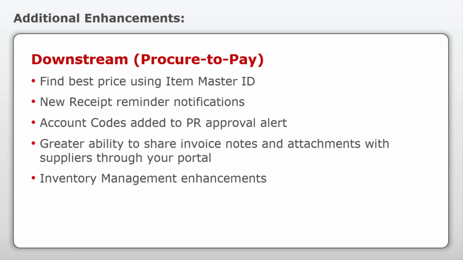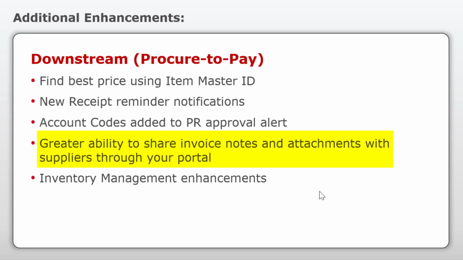Among numerous improvements in the procure-to-pay solutions, e-procurement gains new capabilities to find the best price for an item using Item Master ID, for those of you using that functionality. There are also new receipt reminder notifications that prompt users to create a receipt if they haven't done so in a timely manner. And account codes are being added to PR approval alerts to give approvers more information right up front, particularly for email and mobile approvers.